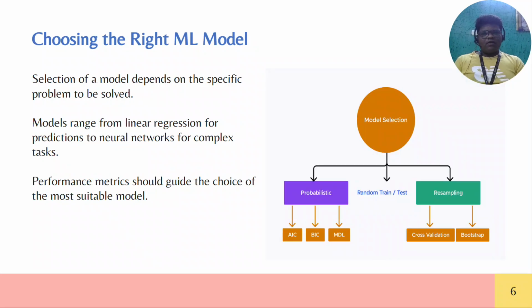Choosing the right ML model. Selection of an ML model depends on the specific problem to be solved. Models range from linear regression for predictions to neural networks for complex tasks. Performance metrics should guide the choice of the most suitable model.